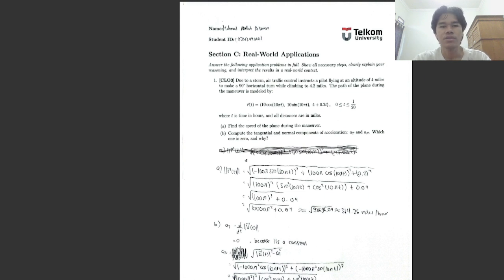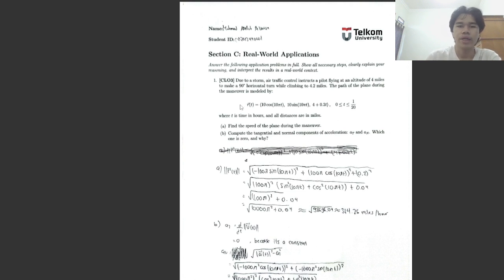So in the first question, due to a storm, air traffic control instructs a pilot flying at an altitude of 4 miles to make a 90-degree horizontal turn while climbing to 4.2 miles. The path of the plane during the maneuver is modeled by this equation. First, find the speed of the plane during the maneuver.